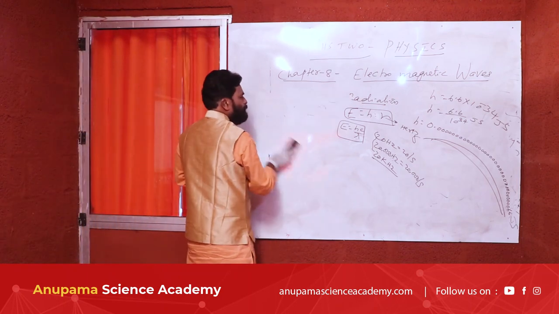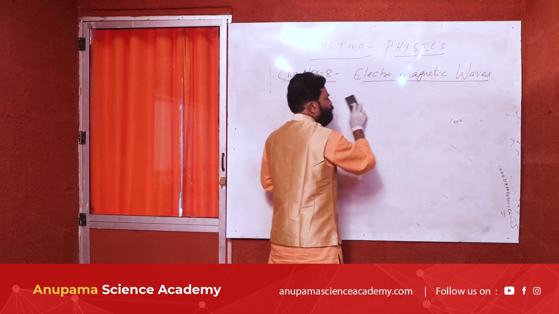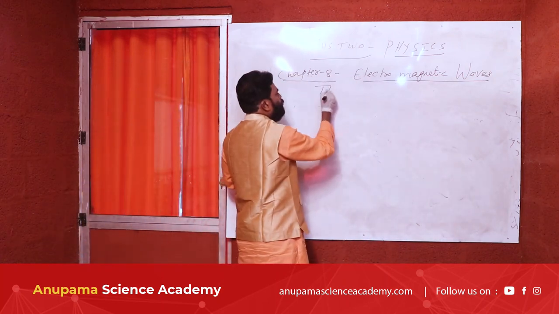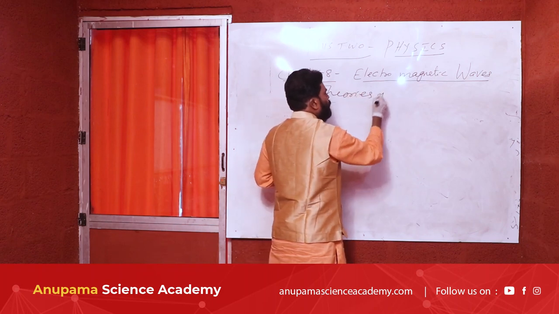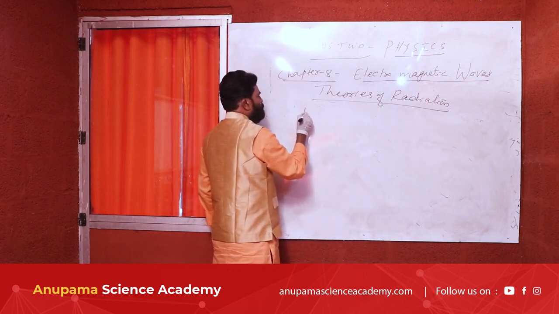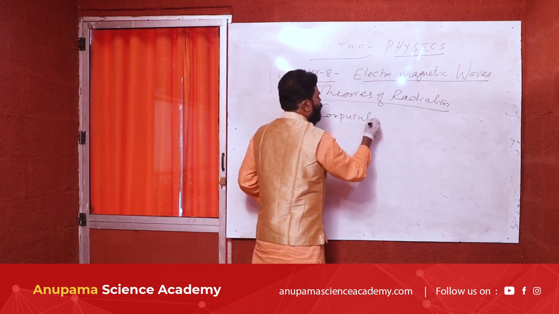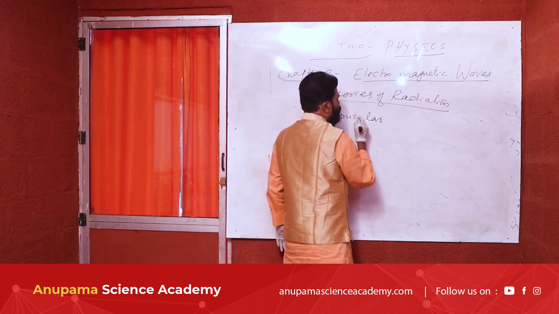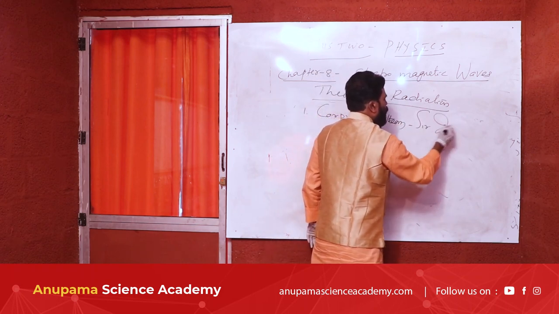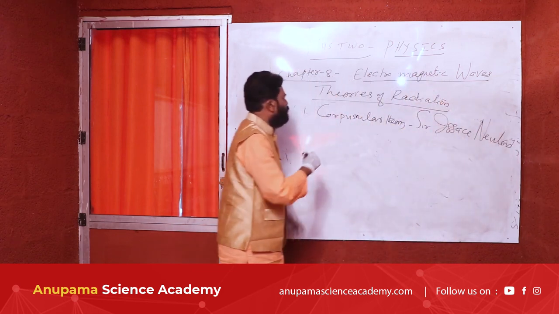You know, in radiation there are mainly four theories. There are four theories of radiation. The first one is the corpuscular theory by Sir Isaac Newton. This is the first theory of radiation.